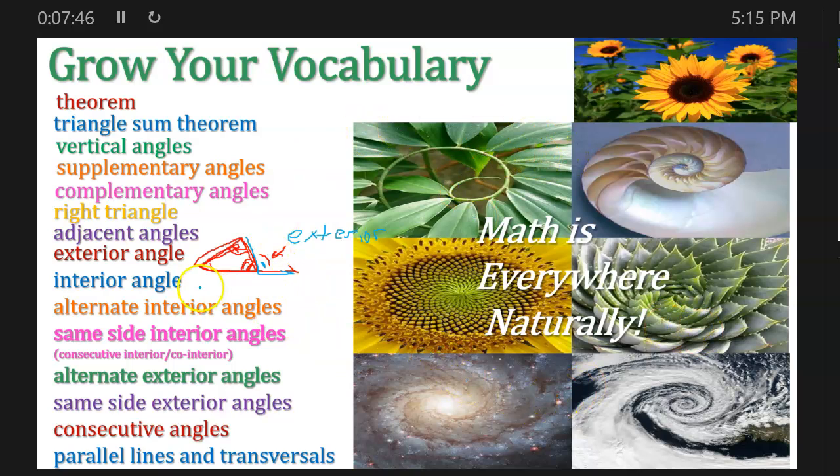All right, so again, I'm not going to go into too much detail about alternate interior, same side interior, alternate exterior, same side exterior. All of that's going to be explained, and also these consecutive angles. All that's going to be explained in the parallel lines and transversals video, but I just wanted you guys to get a snapshot of some of those words.